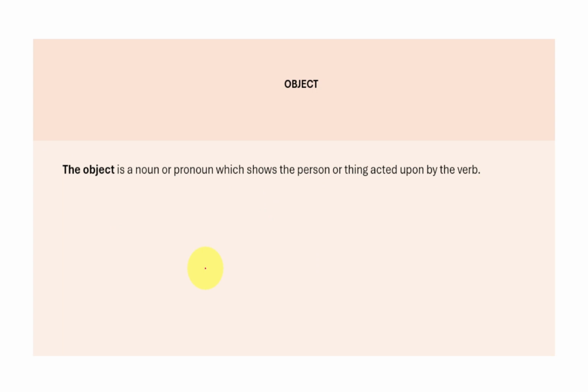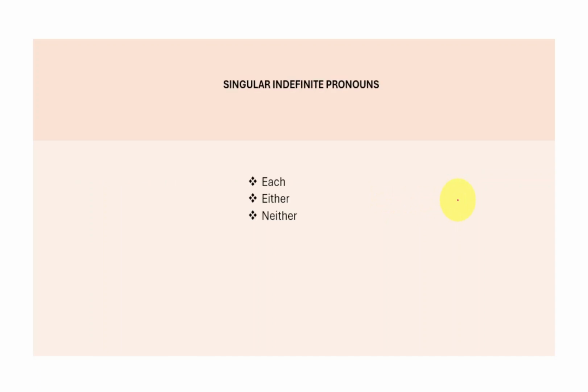The object. An object is a noun or pronoun which shows the person or the thing acted upon by the verb. Here you're going to see the singular ones, like the pronom indéfini, in case you speak French. Here we're dealing with the singular ones. Singular means one. Each. Either. Neither. Or neither. We're dealing with the singular ones.